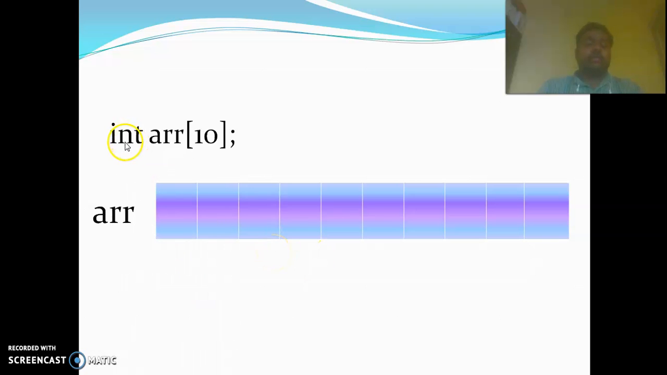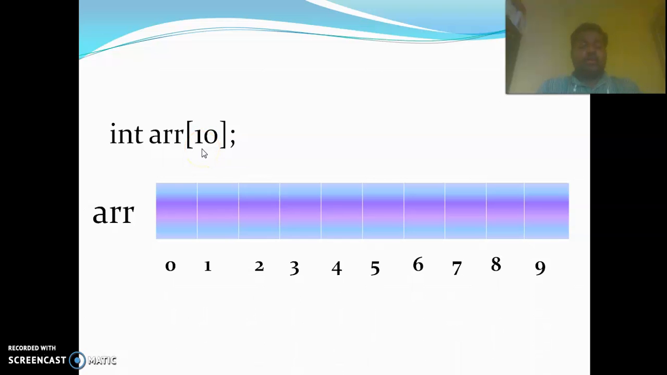And this is the format to declare an integer array. Here int is the data type. ARR is the array name, and in the square brackets we should specify the size. So 10. So I have got here 10 blocks of array. If you specify 5, it will give you 5 blocks of array.